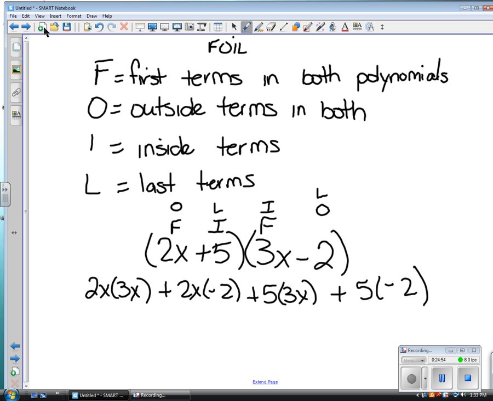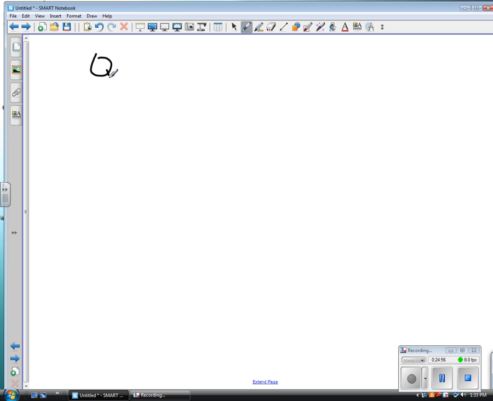All right, the last thing I want to bring up, just so you start to hear the terminology, is this is a quadratic expression.